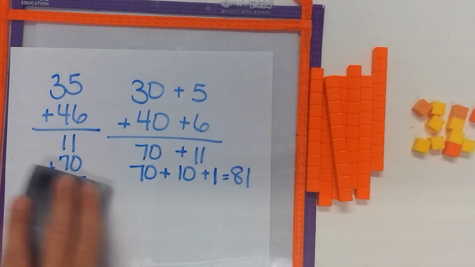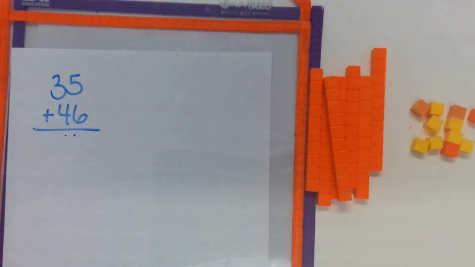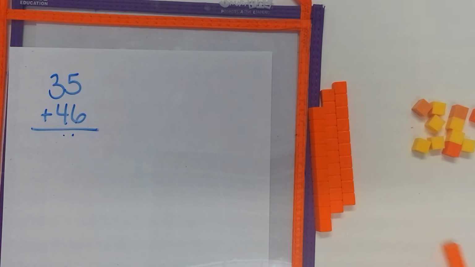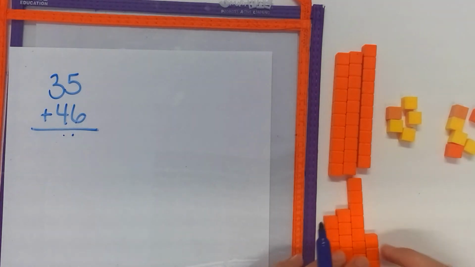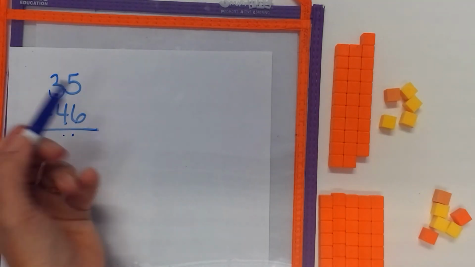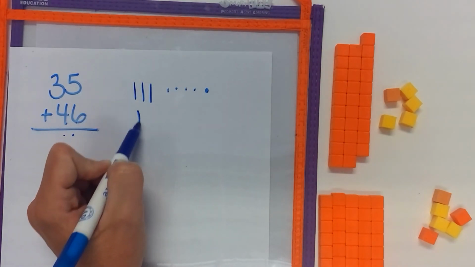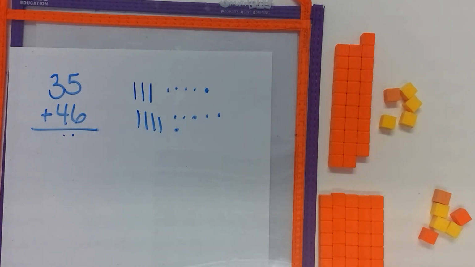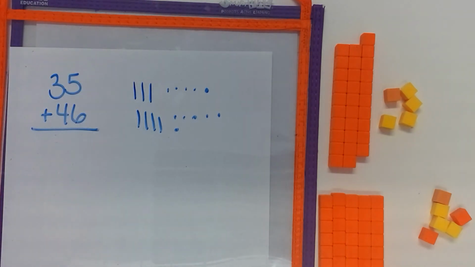The last strategy that we want to look at is our standard algorithm. We want to go back when we start talking about standard algorithm, take the students back to their base 10 blocks with their 35 and their 46. We can take them back to their pictorial 35 and their 46. And we can go ahead and model what's happening and show that regrouping actually here on this problem.